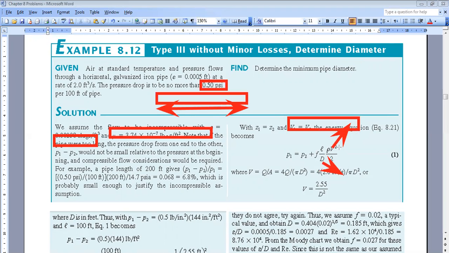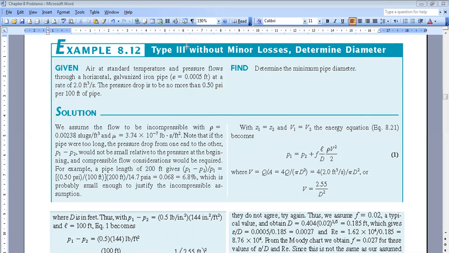This is why here they ask what is the minimum diameter to use, because I don't want to exceed a pressure drop of 0.5. So here they give me P1 minus P2 maximum, and I should design for the corresponding minimum diameter. For the energy equation, it's very simple here.